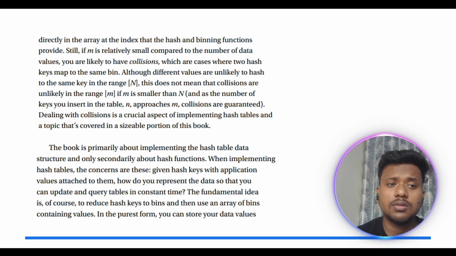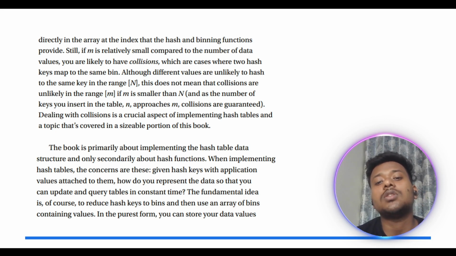Even if you index directly in the array, you still need a binning function. If m is relatively small compared to the number of data values, you are likely to have collisions, which occur when two hash keys map to the same bin. All the different values are unlikely to hash to the same key in the range n. This does not mean that collisions are unlikely in the range m. If m is smaller than n and as the number of keys you insert in the table approaches m, collisions are guaranteed.